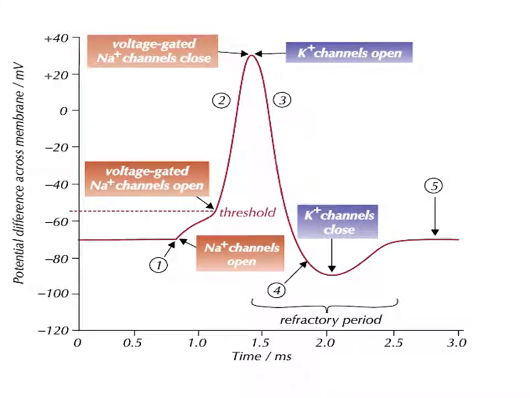Now, if we look on this diagram again, the area of the graph that we're now referring to is just here. So what we can see now, we've exceeded the threshold. All of the voltage gated sodium channels are opening in that area, and as much sodium as possible is diffusing into the axon following the concentration gradient. And this will then cause, at that particular point, a huge reversal of the charge, so that you go from where we started at minus 70 millivolts, and you're going to get up to about 35 to 40 millivolts.